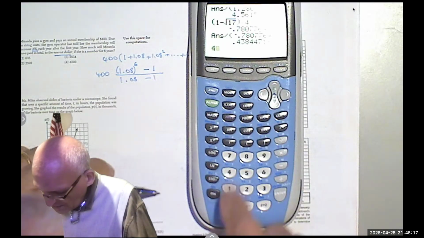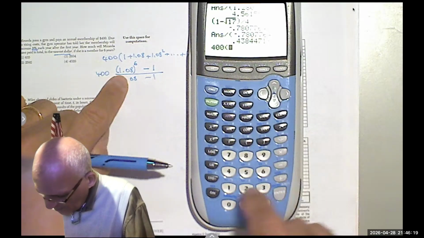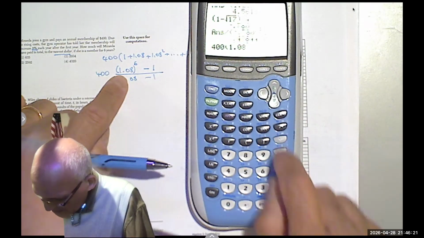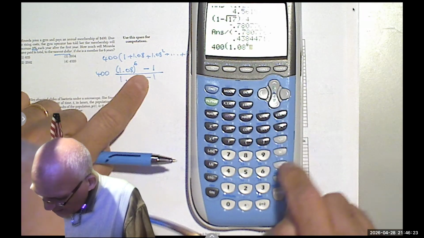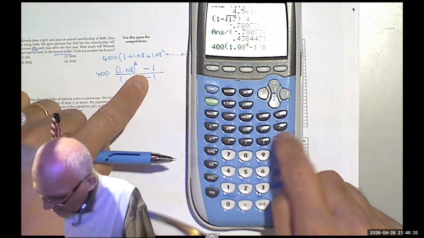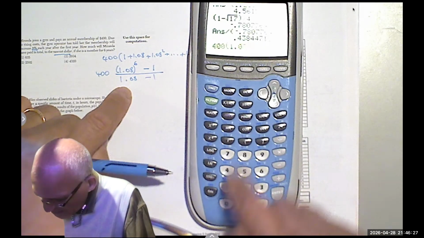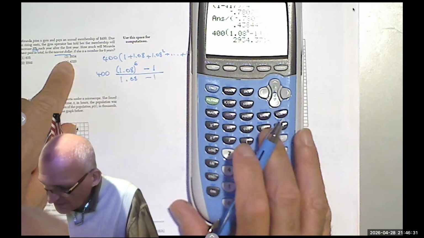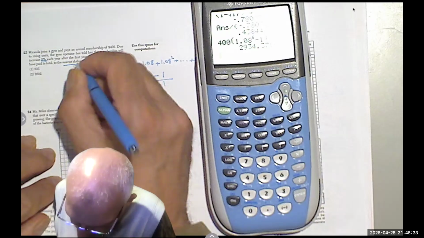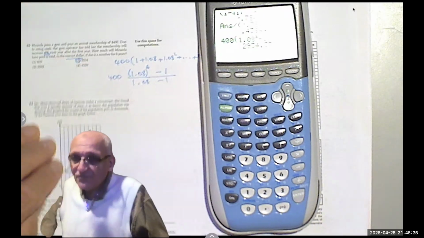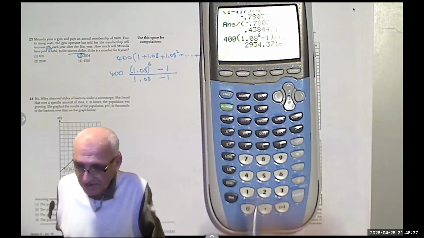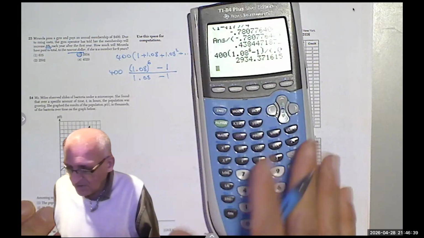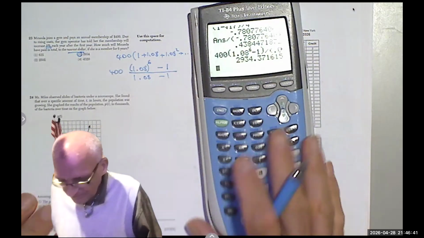So 400 times 1.08 to the 6th power minus 1 divided by 0.08 gives 2934, which is 3 as the answer choice to the nearest dollar. So you should be able to remember the sum of the geometric series.